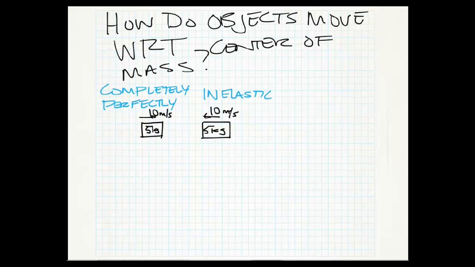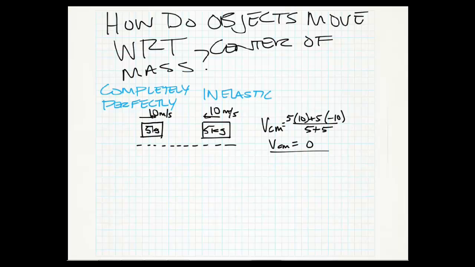Now in this case, since we're doing this with respect to the center of mass velocity, the velocity of the center of mass needs to be calculated. So 5 times 10 plus 5 times negative 10, divided by 5 plus 5. We see in this case that the velocity of the center of mass is equal to 0. So for this completely or perfectly inelastic collision, these two objects, after they hit, are going to stick together.